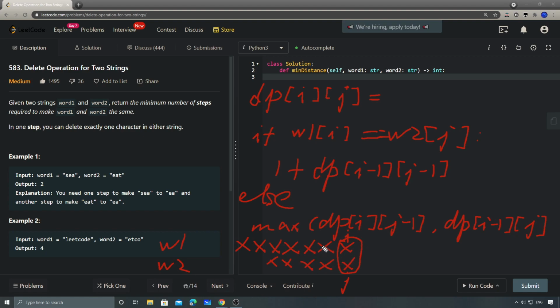Because the definition for this one is that besides the first i characters and the first j characters, we also have a second condition, which is that the string has to end with this character. That's one part of the definition. So back to here: if these are the same, then the sub problem will be the string from word one ending with i minus 1 and the string from word two ending with j minus 1, which is this part.